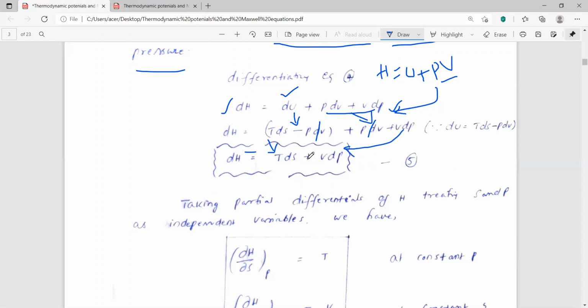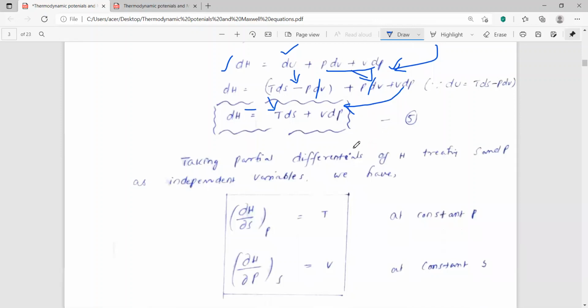Okay, so this equation explains the thermodynamic potential H. How one can explain the thermodynamic potential enthalpy through an equation: dH equal to TdS plus VdP. So this is the equation related to the enthalpy. Enthalpy is a total heat function.